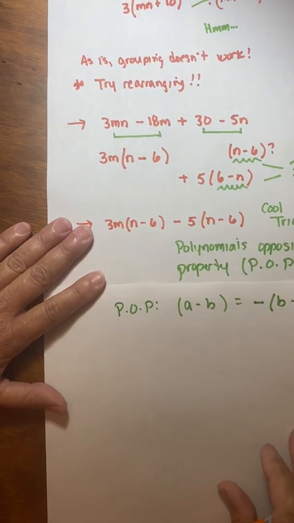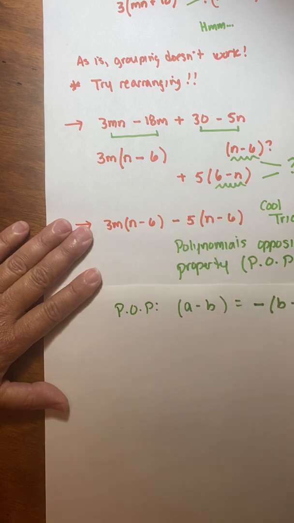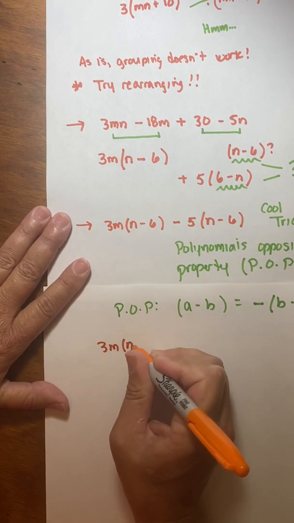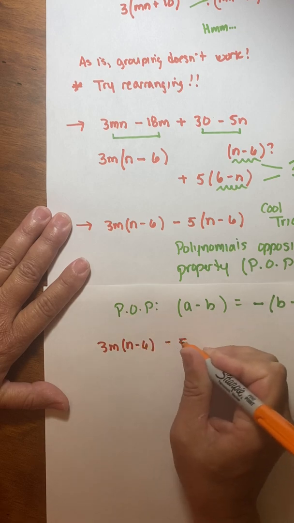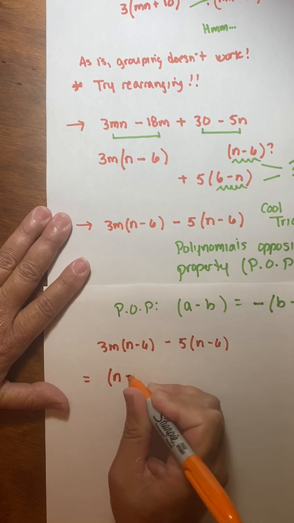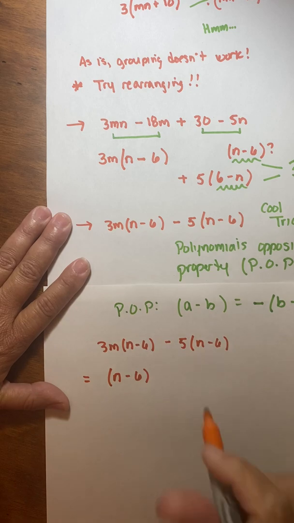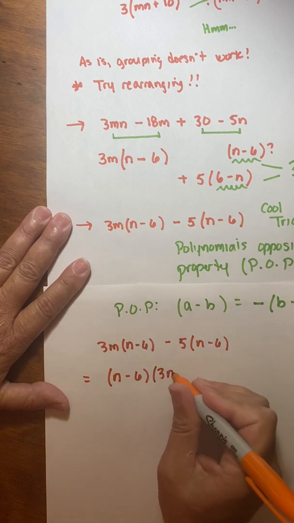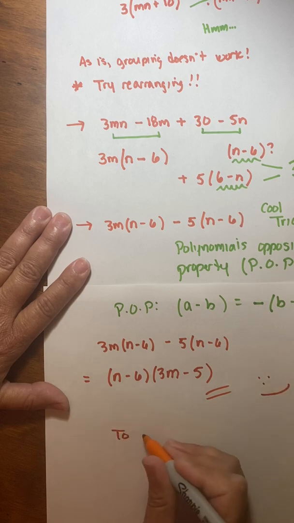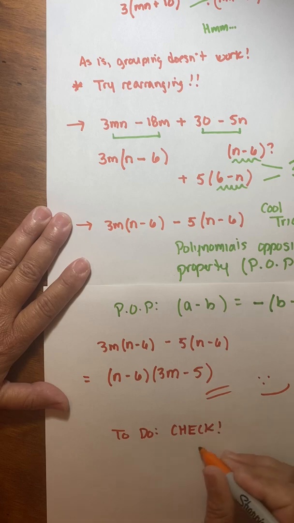So in order to switch the order of subtraction to n minus 6, instead of pulling out a positive 5, I pull out a negative 5. So now we're at 3m times n minus 6, minus 5 times n minus 6. We can pull out the common factor of n minus 6, and if I take the n minus 6's away, we are left with 3m minus 5 as my second factor. All right, so to do, check. Make sure this gives me what I started with.